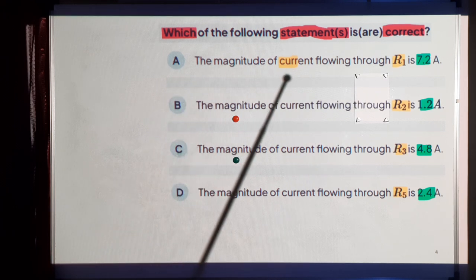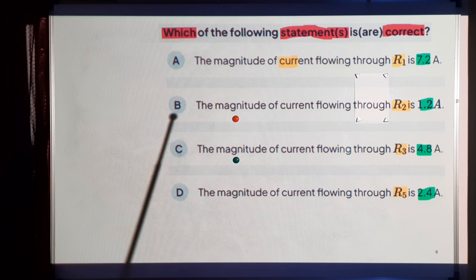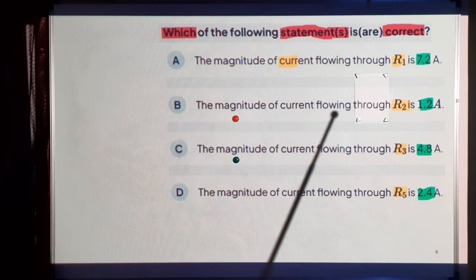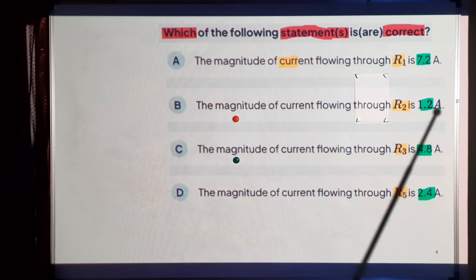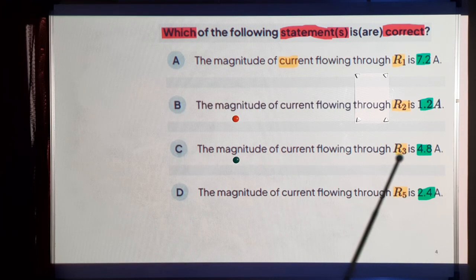Statement A, the amount of current flowing through R1 is 7.2 amps. B, the amount of current flowing through R2 is 1.2 amps. C, the amount of current through R3 is 4.8. Statement D, the amount of current flowing through R5 is 2.4 amps. We should find the currents in the different branches.